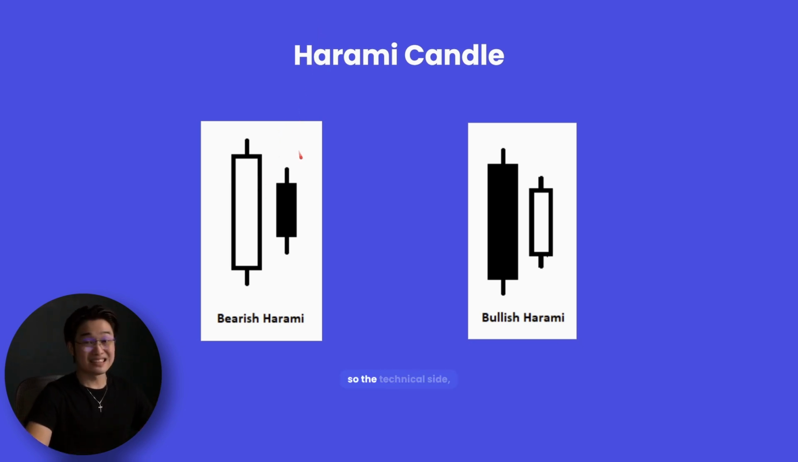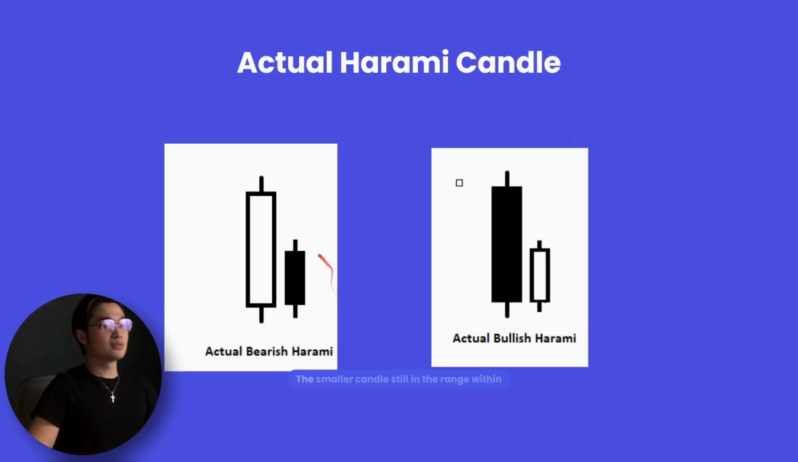On the technical side, the small candle should form within the range of the mother candle. So the high and low of the child candle, the smaller candle, shouldn't exceed the high or low of the mother candle. This example is the textbook perfect example. If you want to see what an actual harami looks like in the market, it should be like this. There you are. The small candle is still within the range of the mother candle, but we haven't seen a gap up or gap down here.